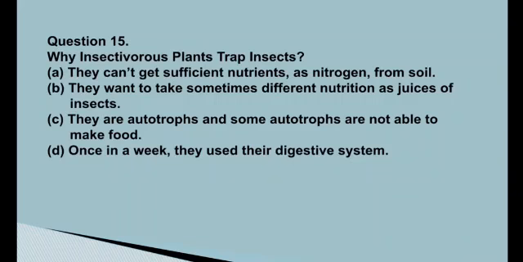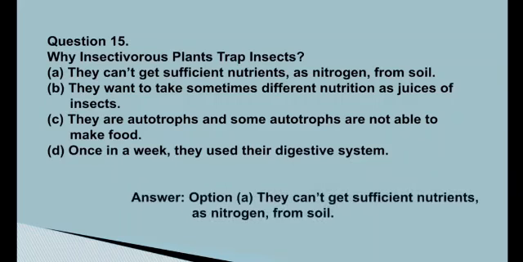So what would be the correct answer? Option A. They cannot get sufficient nutrients as nitrogen from soil. That's why they need to trap insects to fulfill their nitrogen requirement. And this is very common and very important question. Now we have question number 16.